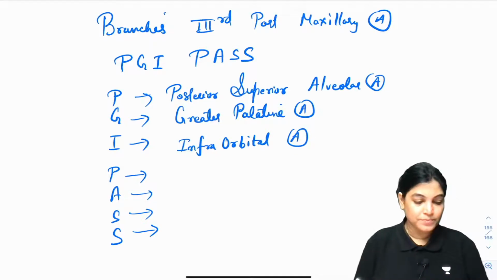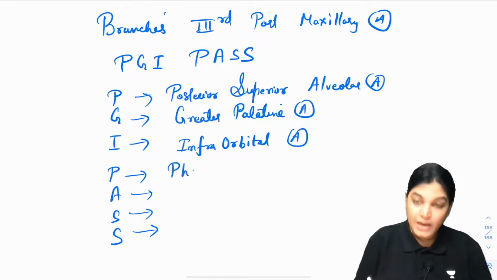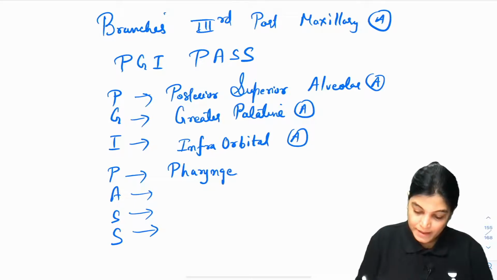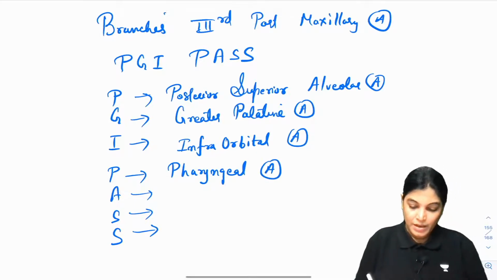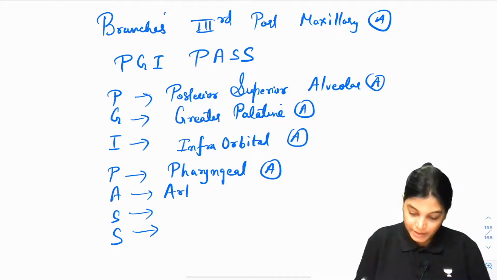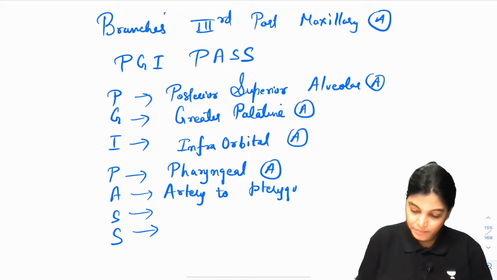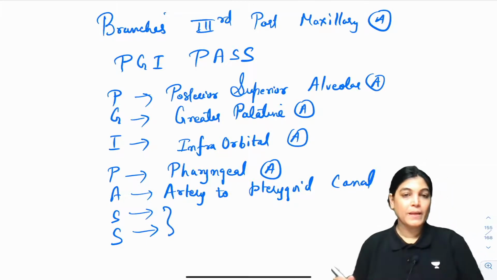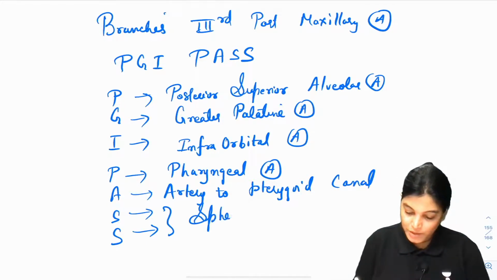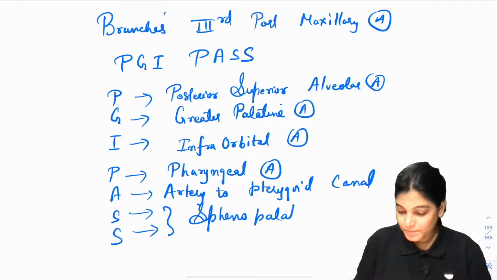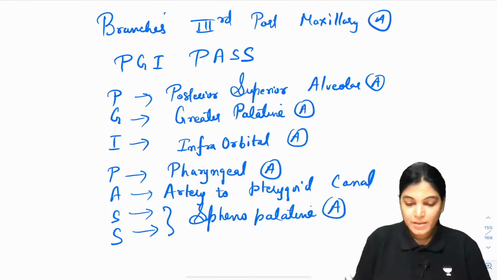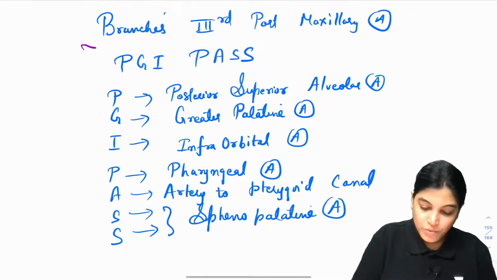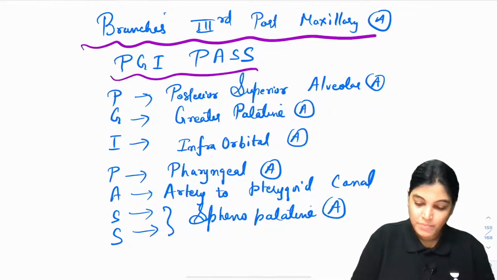Another P for pharyngeal artery. A for artery to pterygoid canal. And S for sphenopalatine artery. So yes, this is the mnemonic for branches of the third part of maxillary artery.